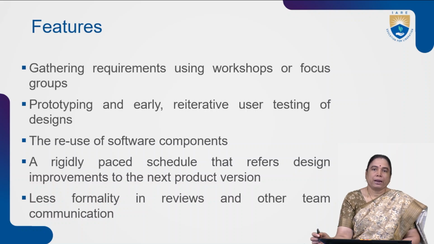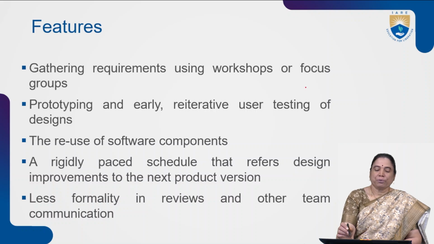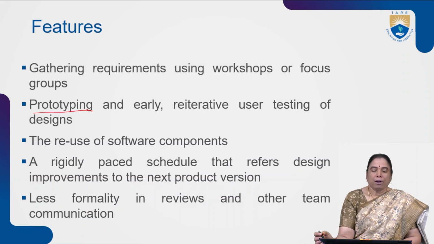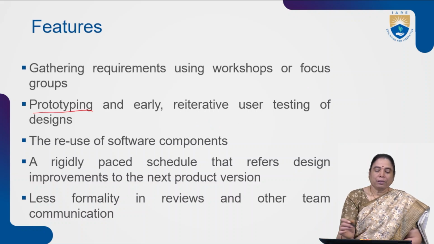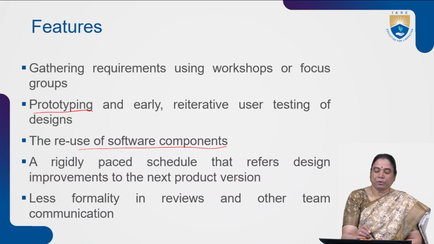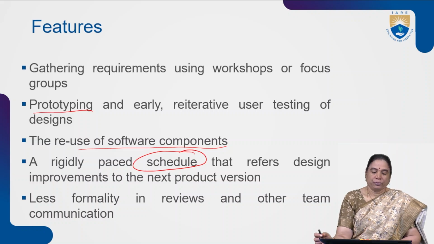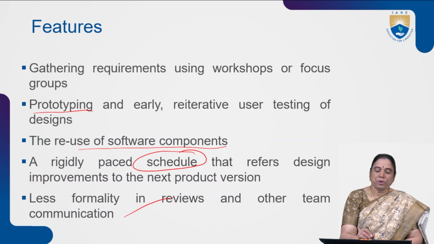The features of the RAD model are gathering the requirements using workshops or focus groups, prototyping early, and repeated user testing of designs, the reuse of the software components, and a rigidly placed schedule that pushes designs to be implemented in the next product version. So schedules are rigid and fixed, with less formality in reviews and other team communications.